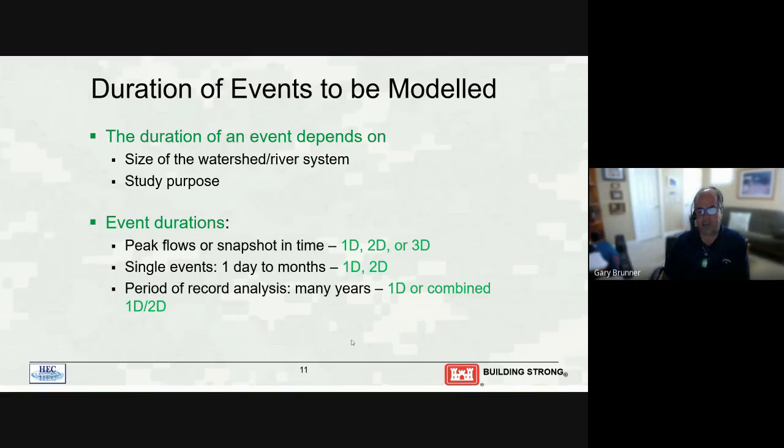But once you start getting into period of record analysis, like you want to do 100 years of record, you might not be able to do a complete 2D detailed model unless that area is very small. It just might take too long to run. And so that's where you might have to do 1D or combined 1D and 2D if you're going to do period of record analysis.